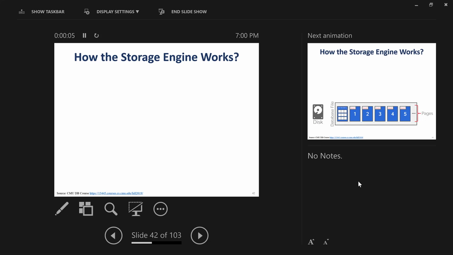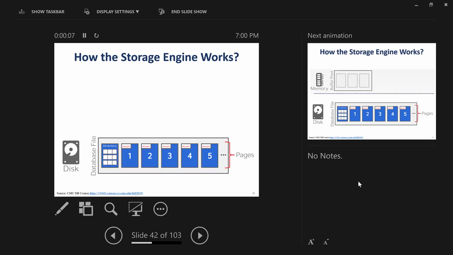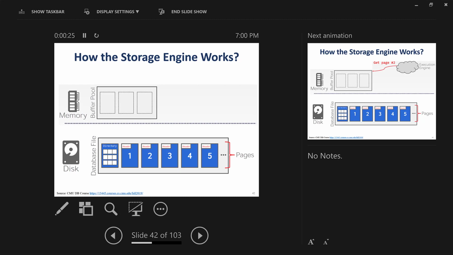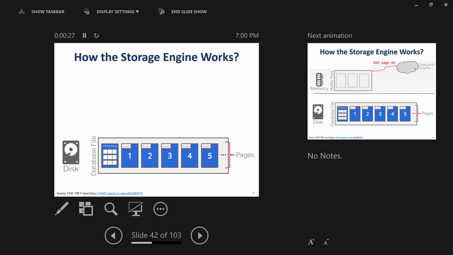Okay, so this is how it works. So the most common organization, we have a disk, and in the disk we have the database file. Not sure if I can write. No. Unfortunately, I cannot write on the screen now.